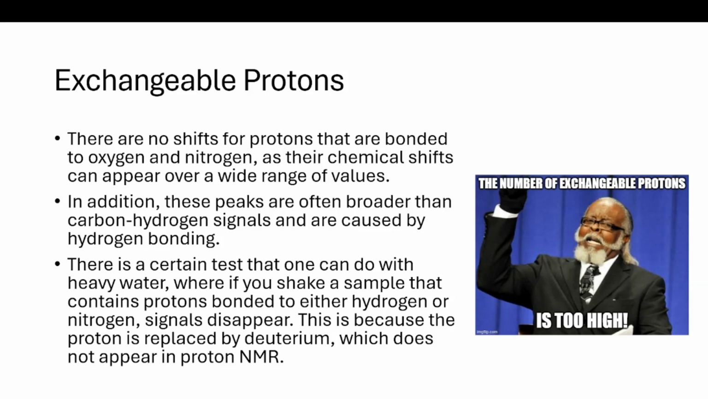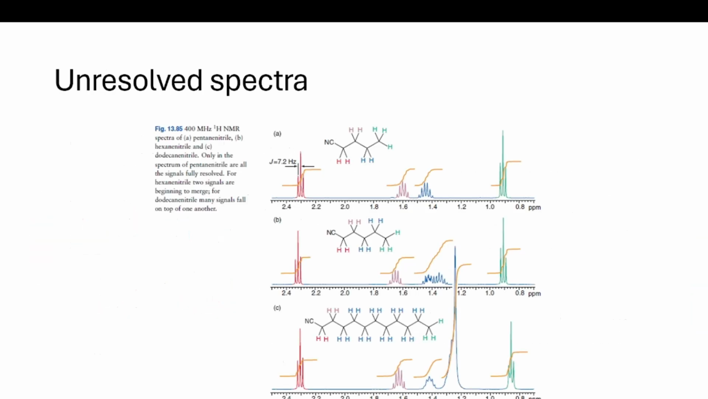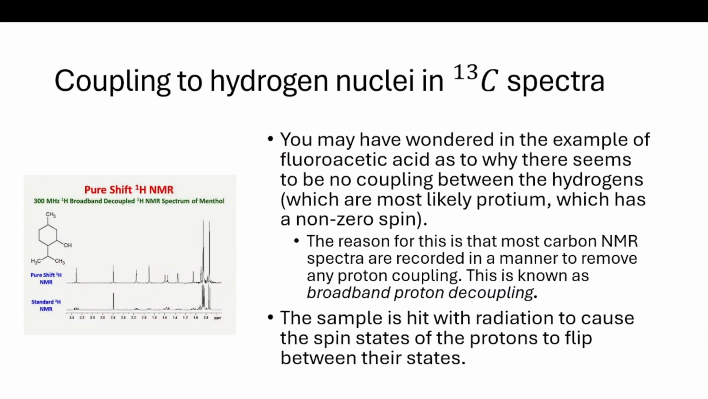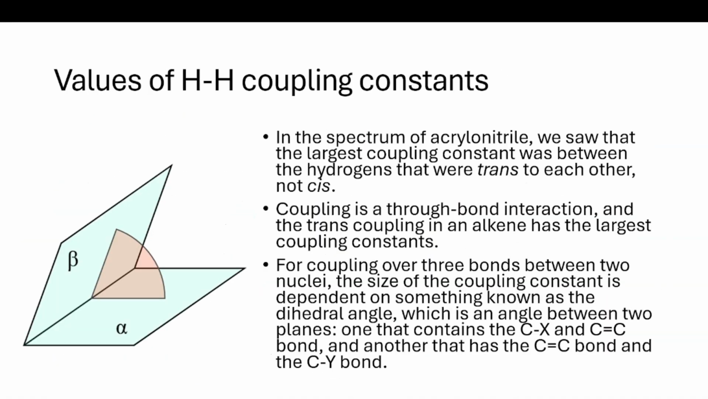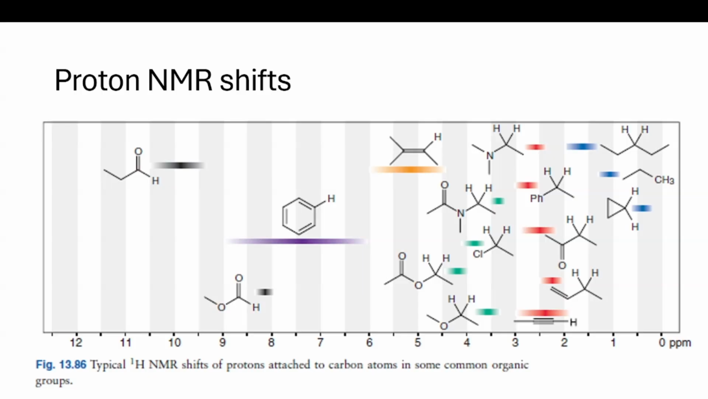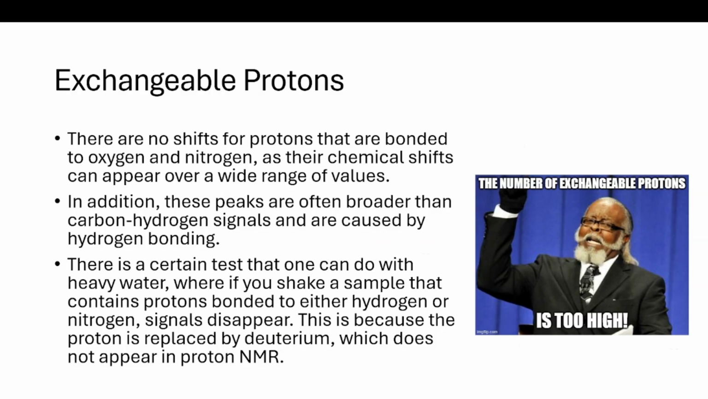And finally, I want to talk about exchangeable protons. So, as you can see in this proton NMR shift chart, there's nothing about hydrogens being attached to nitrogen or oxygen, and that's because their chemical shifts can vary over a wide range of values. And in addition, these peaks can often be more broad than carbon-hydrogen signals and are influenced by hydrogen bonding.